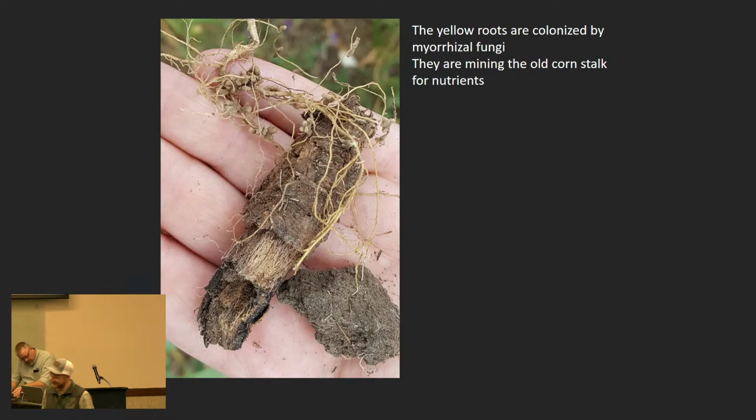Yellow color on the roots. This is a very old way to look at mycorrhiza, very old way. But it works brilliantly. So those bright yellow roots, what are they doing? Mining an old corn stalk. That mycorrhizal fungi is mining the old corn stalk for that new plant.